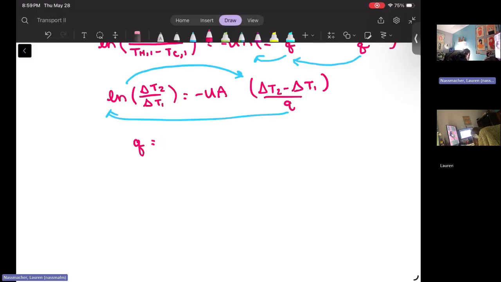Let me try to write it really nice. That was awful. Great. Delta T2 minus delta T1 divided by log, or natural log, of delta T2 divided by delta T1.